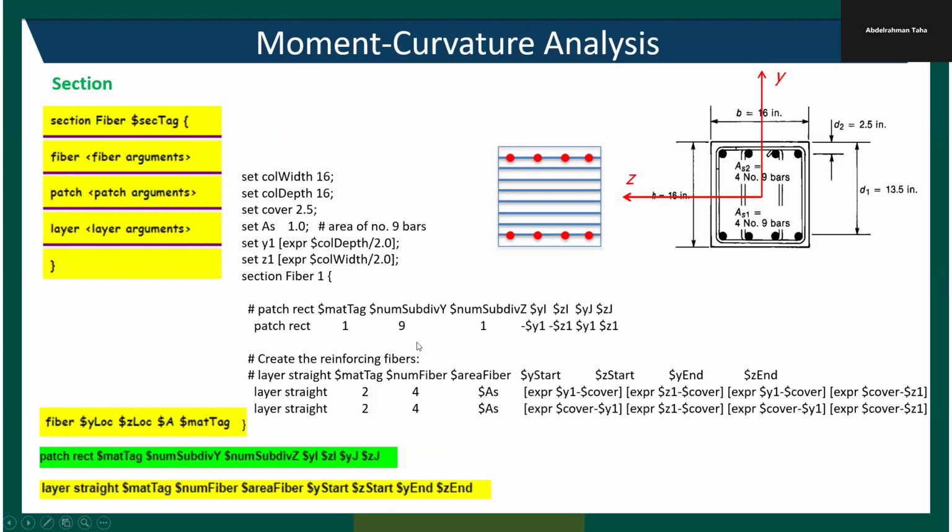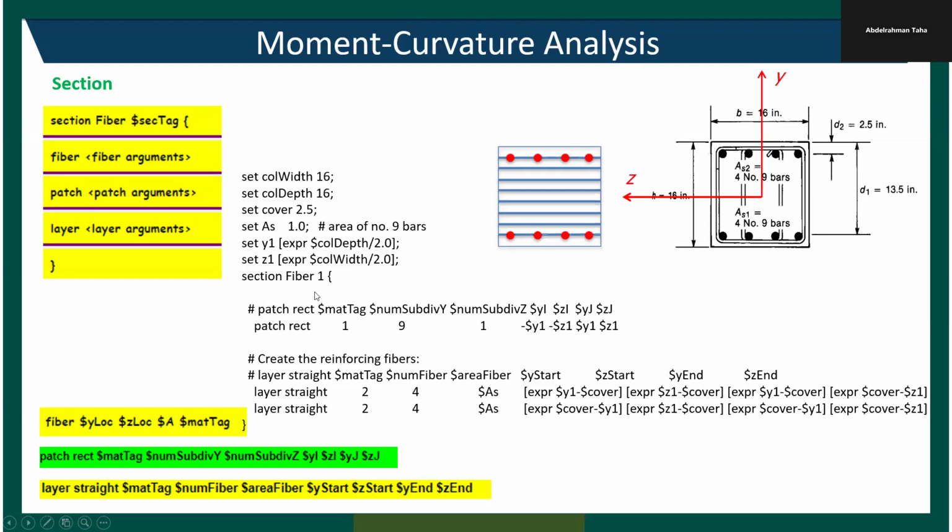Okay, so this is basically how this looks. You start by defining variables for the cross section. This is the width, the depth, and then the cover, and then the cross-sectional area of the number 9 bars, which is 1 inch squared. And then Y1 is basically half the depth of the cross section, Z1 half the width.